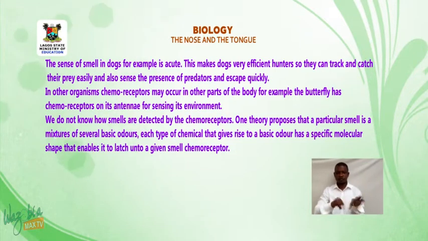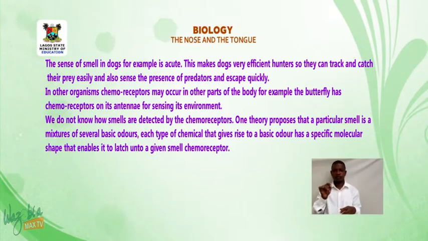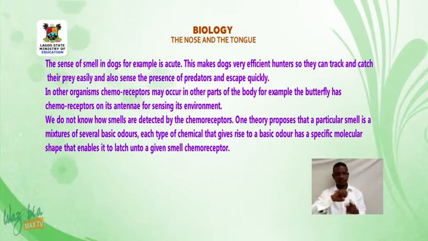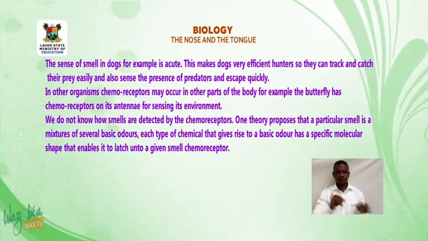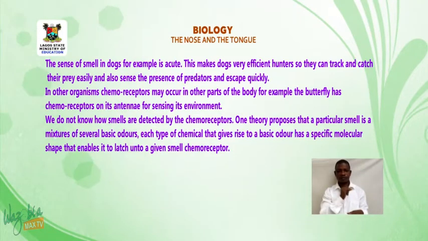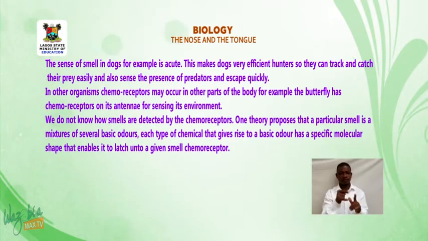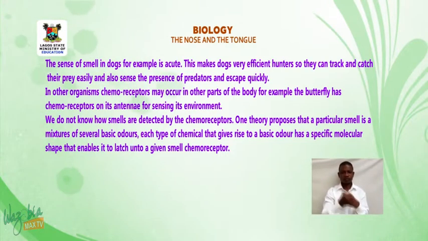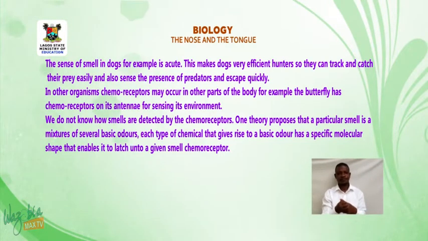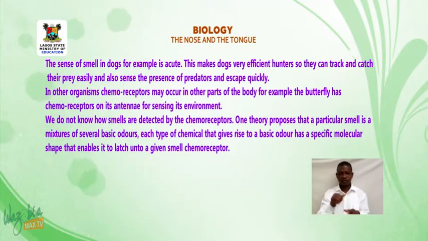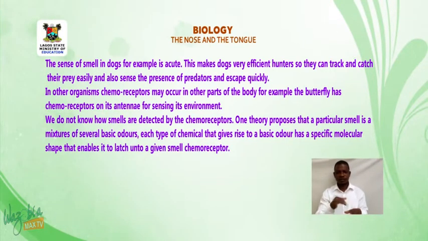In other organisms, chemoreceptors may occur in other parts of the body. For example, the butterfly has chemoreceptors on its antennae, which allow it to be sensitive to its environment.